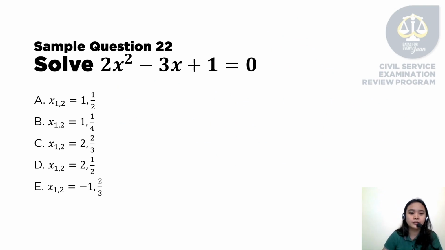Ayan. So, next question tayo. Solve 2x squared minus 3x plus 1 is equal to 0. So, same process doon sa question 21. Pwede natin yung i-factor. Pero kung sakaling nahihirapan kayo mag-factor, lalo na kapag yung factor niya ay meron ng fraction, pwede natin gamitin yung tinatawag nating quadratic formula. Ano ba yung quadratic formula natin?